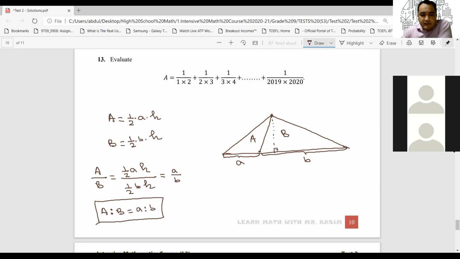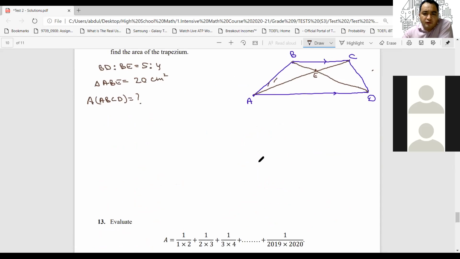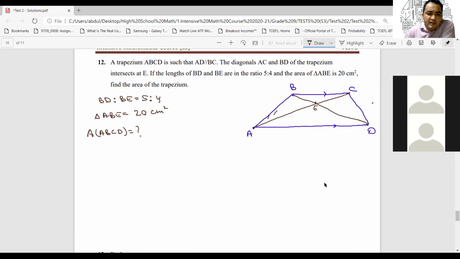Completely. Okay, now I'm going to use this idea, this formula, to solve the question. So what is given here? BD to BE is 5/4, right? What is BD? BD is this one, and BE is this one.